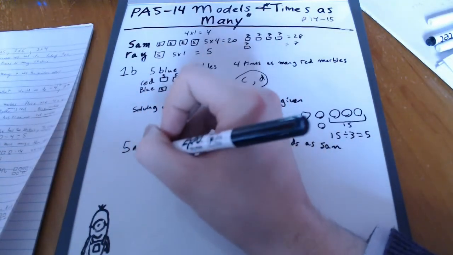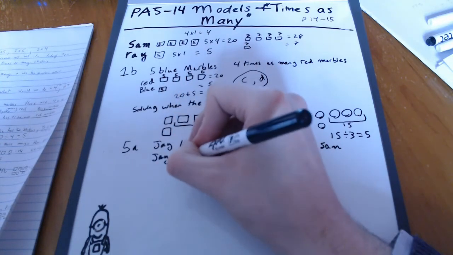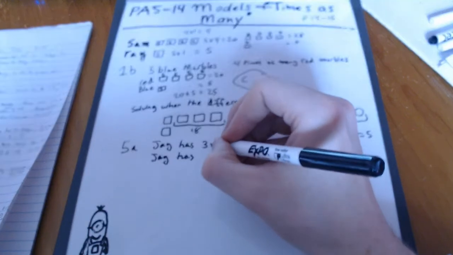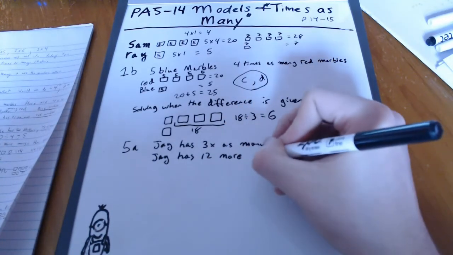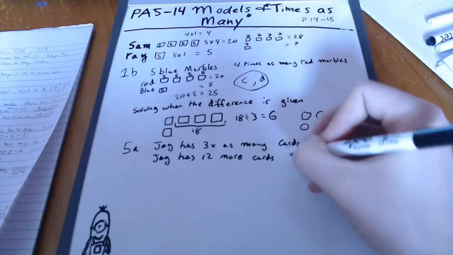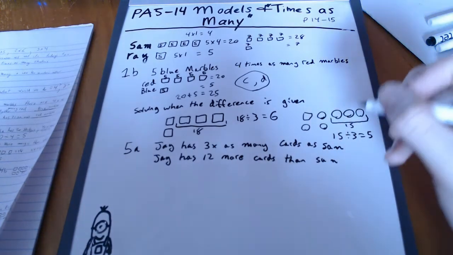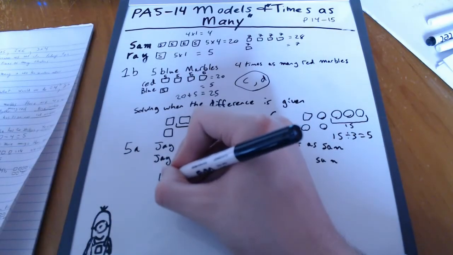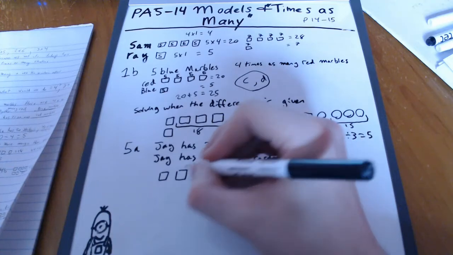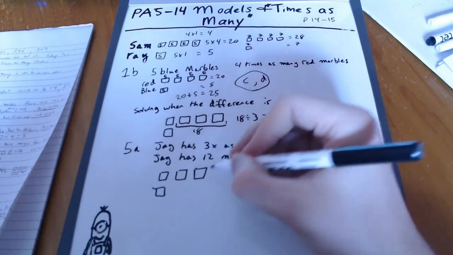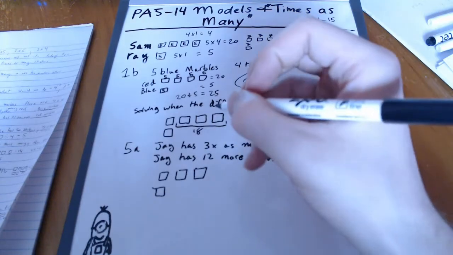So anyways, and we also know that J has 12 more cards than Sam. So what's 3 times? 3 times would be just like in the 4 times one. Well, different because it's 3 times. So it's 3 and 1, because that's 3 times bigger than the 1. And so we know the difference.